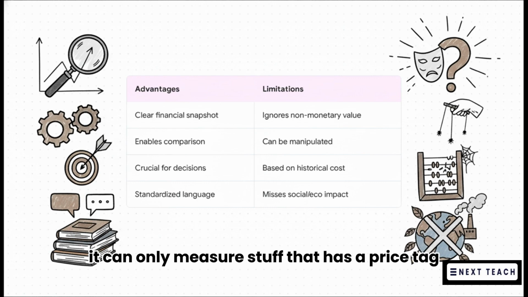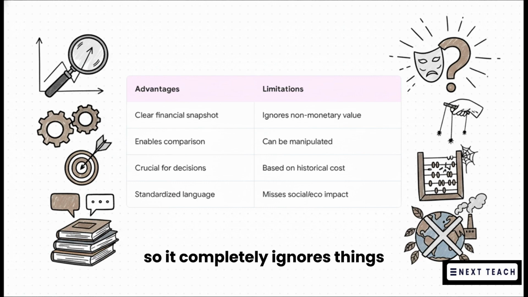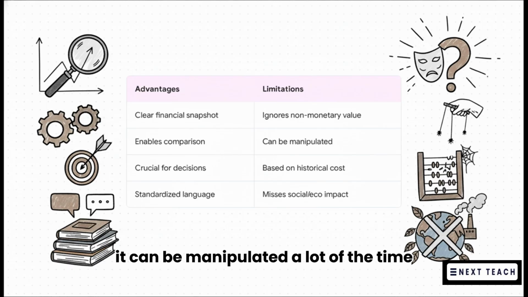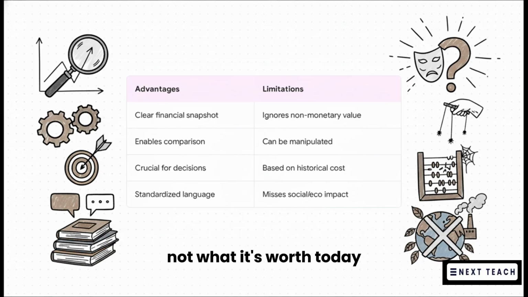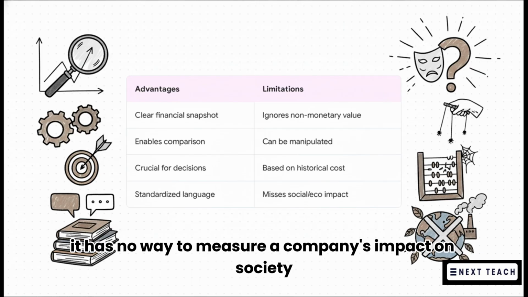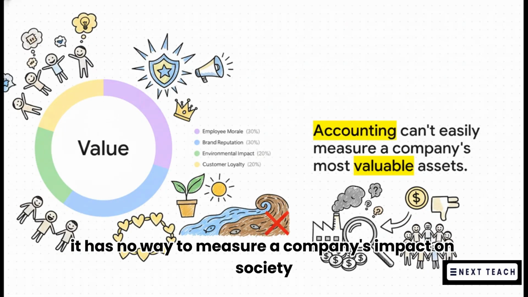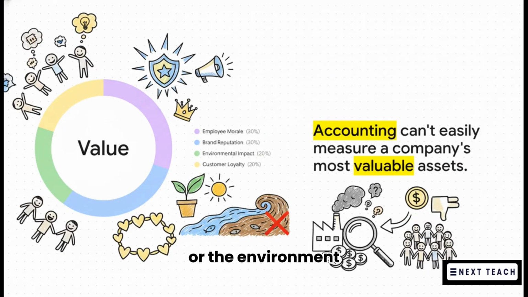But, and this is a huge but, it has some serious blind spots. It can only measure stuff that has a price tag, so it completely ignores things that don't have a dollar value. It can be manipulated. A lot of the time, it's based on what you paid for something years ago, not what it's worth today. And maybe most importantly, it has no way to measure a company's impact on society or the environment.